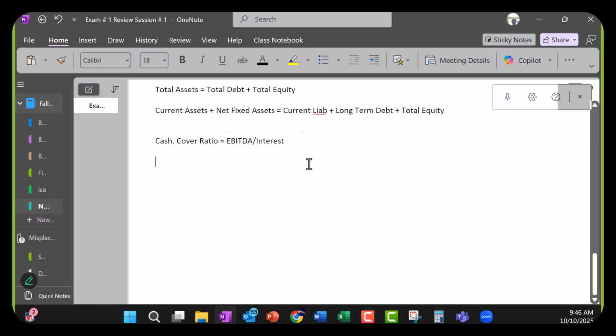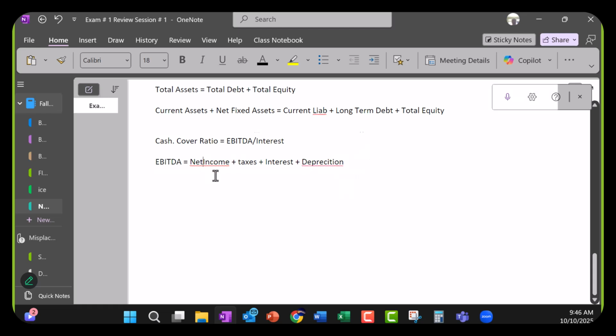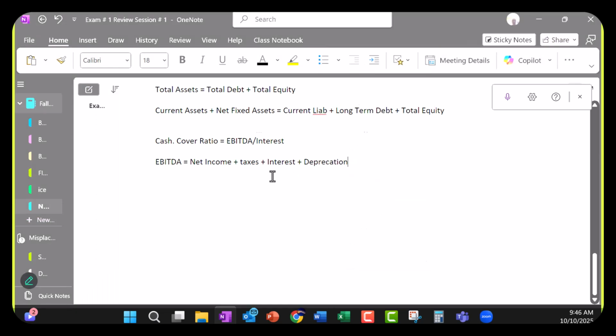If you think about earnings before, EBITDA is net income plus taxes plus interest plus depreciation, correct? That's pretty much by the definition.